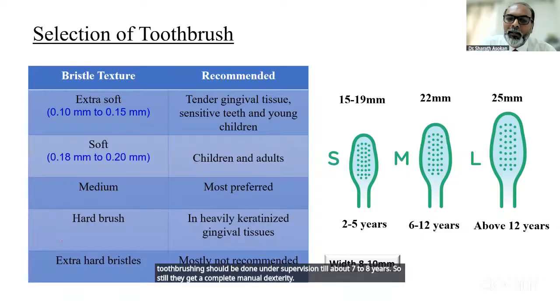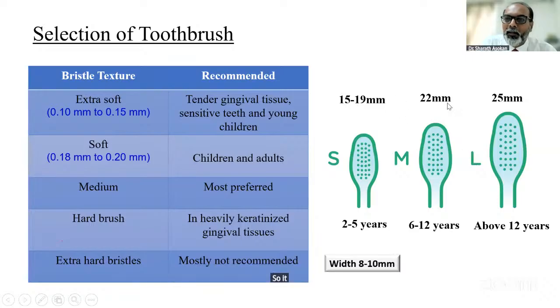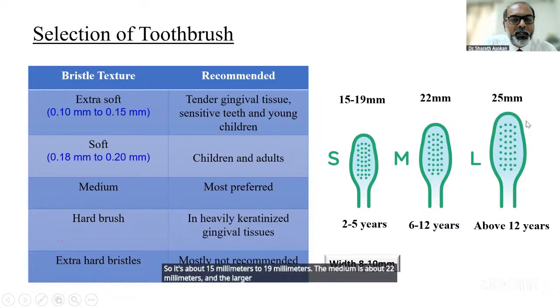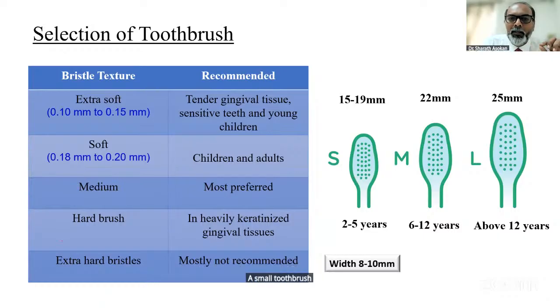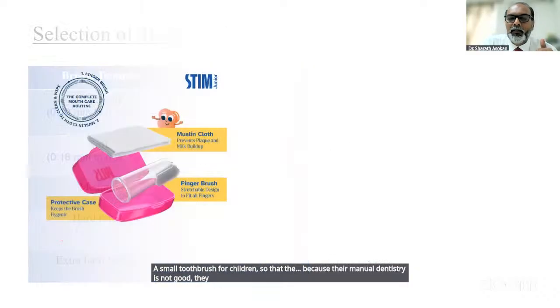The brush is divided into small, medium, and large based on the length of the head. Small is about 15 millimeters to 19 millimeters. The medium is about 22 millimeters, and the larger one is greater than 25 millimeters. Children only need a small or a medium toothbrush. And the width of the brush for younger children should be 8 to 10 millimeters. So we really need a small toothbrush for children, because their manual dexterity is not good, they shouldn't hurt themselves, and this is important.